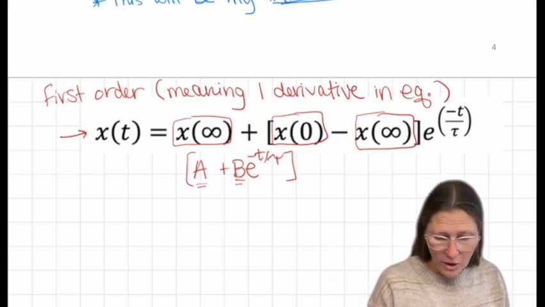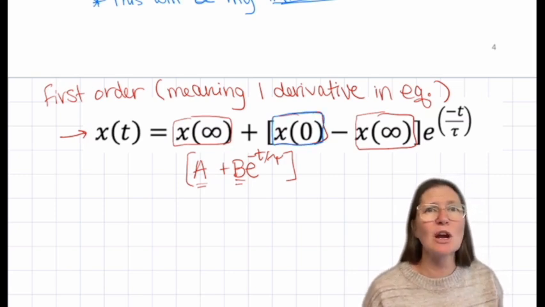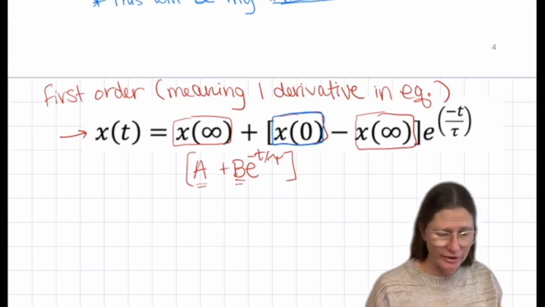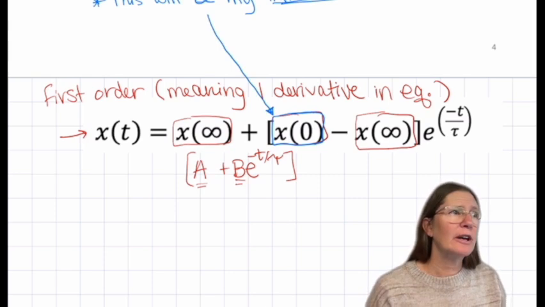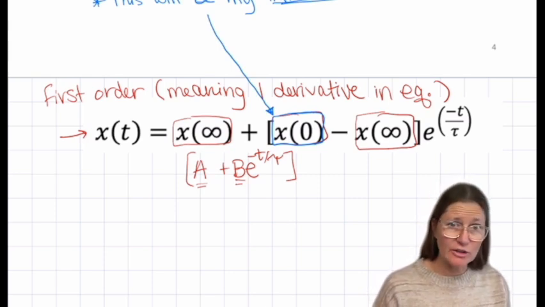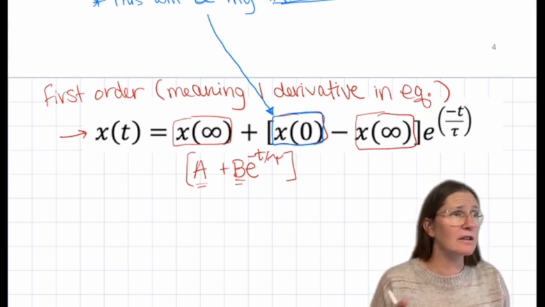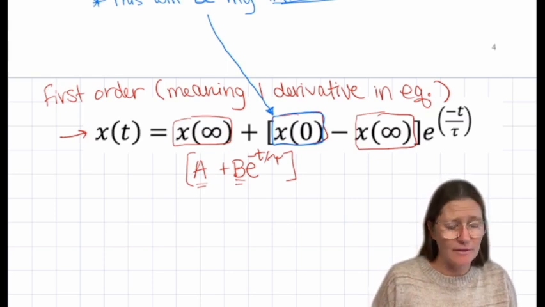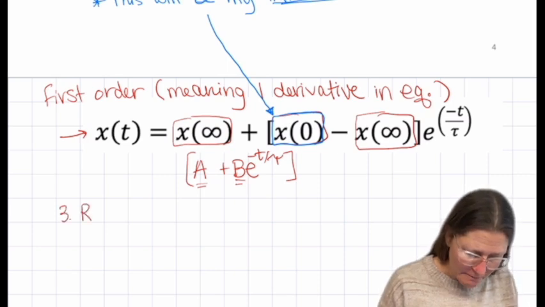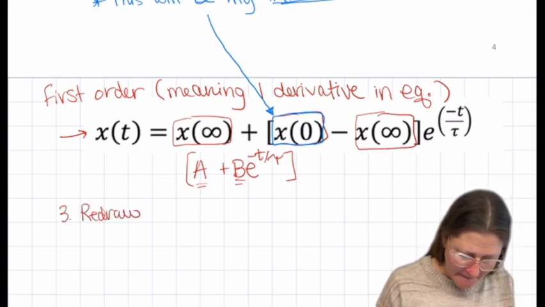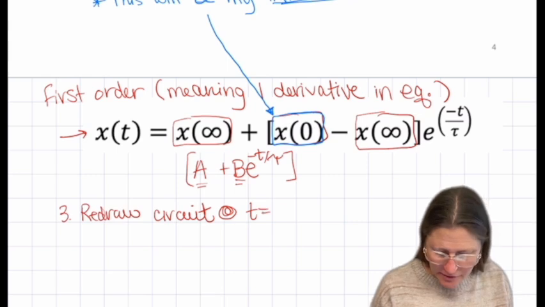One of them, the first one we were talking about, is x of 0. Once I get that, that's where my initial value goes. Then I need to redraw the circuit to find the other variable, x at infinity, and in this case, if it's VC, it will be VC at infinity. So my next step is redrawing the circuit at t equals infinity.